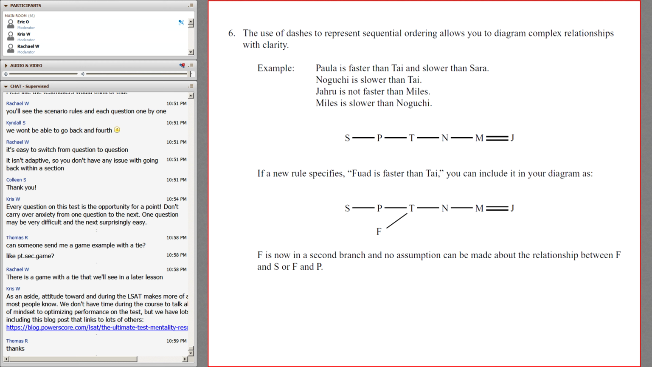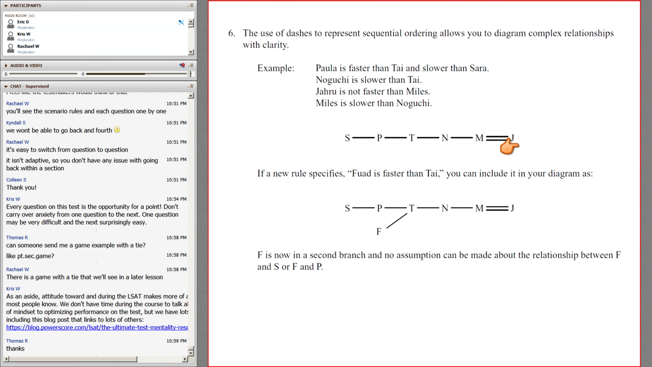Now, number 6, this is actually going to be pretty common to see. You often will get games in which all of the rules, or most of the rules at least, will chain together into some pretty big mass of sequencing rules. So here, the first rule, Sarah is faster than Paula, who's faster than Ty. Second rule says Ty is faster than Noguchi. Last rule says Noguchi is faster than Miles. And then this third rule says Miles is either faster than or equal to Jaru. So all of that links up like so.